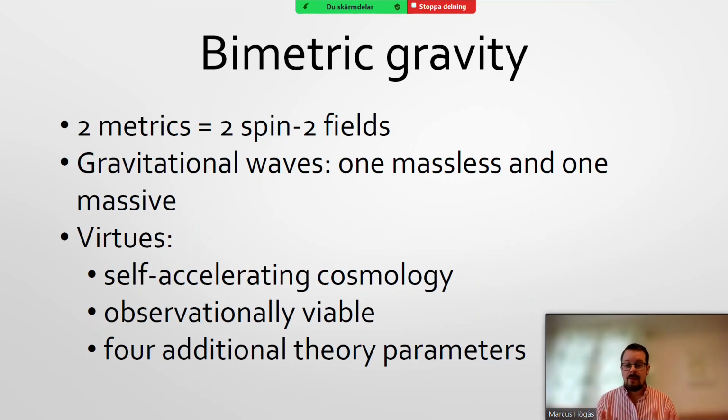And these theory parameters, they are constants and they can be constrained observationally. And this is different from many other modified gravity theories where you in principle have an infinite number of additional degrees of freedom, which can make it difficult to constrain observationally. But that's not the case in bimetric gravity.